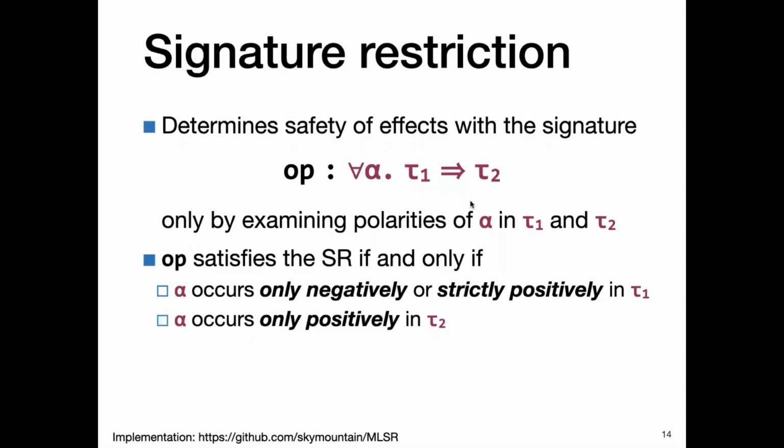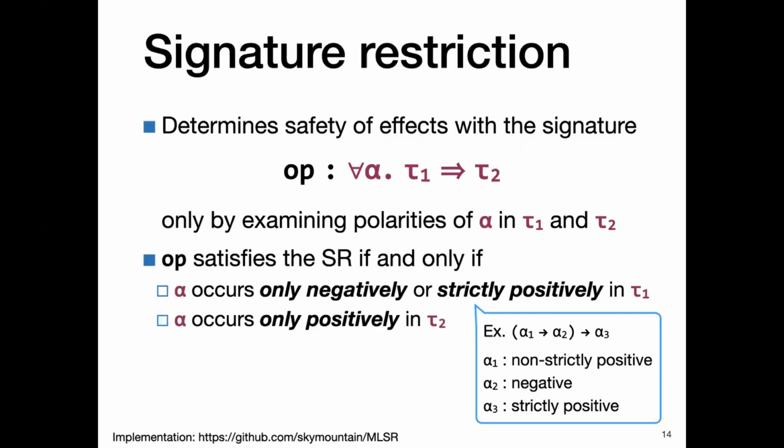Here, the signature restriction determines the safety of an effect only by examining the properties of alpha in the argument type tau 1 and return type tau 2. More formally, we can say an operation satisfies the signature restriction if and only if alpha occurs only negatively or strictly positively in the argument type tau 1, and alpha occurs only positively in the return type tau 2.